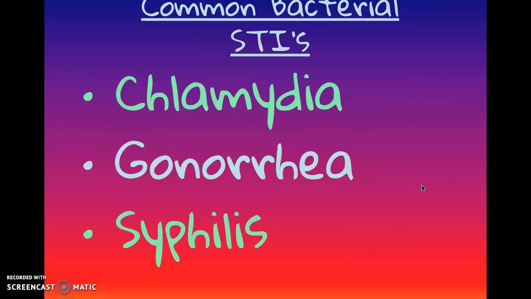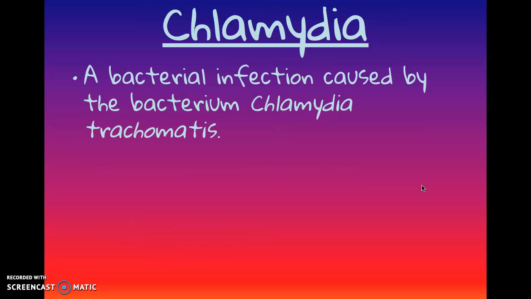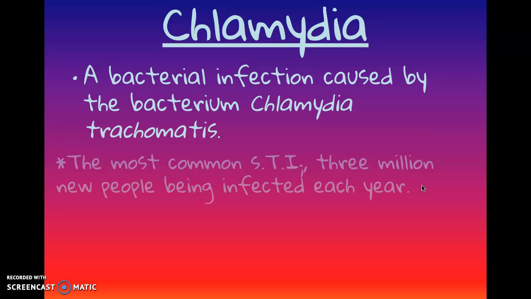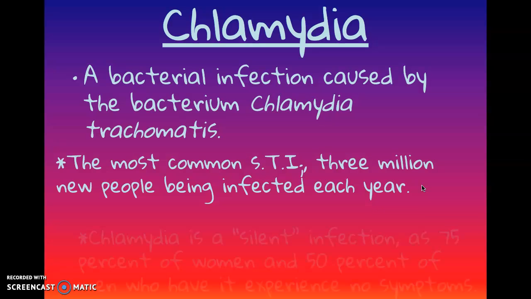So the three most common bacterial infections, and by the way, there's many, I think there's over 30 in our world, but these three are the most common. These are ones we're going to focus on: chlamydia, gonorrhea, and syphilis. So we'll start with chlamydia because it is the most common. It's a bacterial infection. It's estimated about 3 million new people are infected every year. Like I said earlier, probably that number is a lot higher.